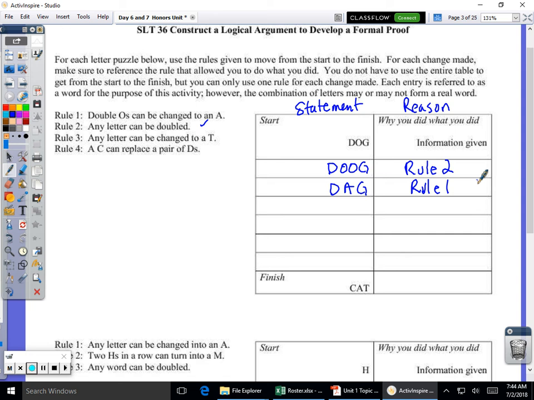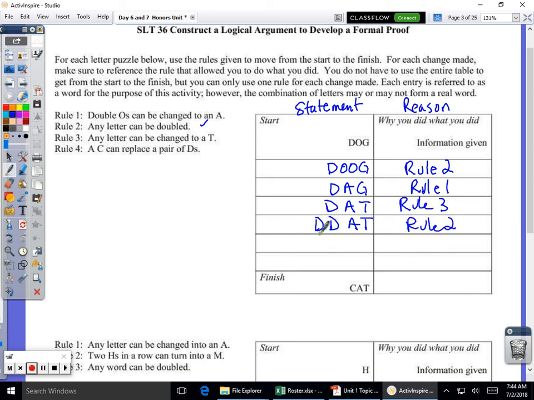So any letter can be changed to a T. I'm just going to take that G and change it to a T, because that's what it said. I can just change that letter to a T, and that was rule 3. And then I'm going to take my D, I need to double it. And doubling was for rule 2.